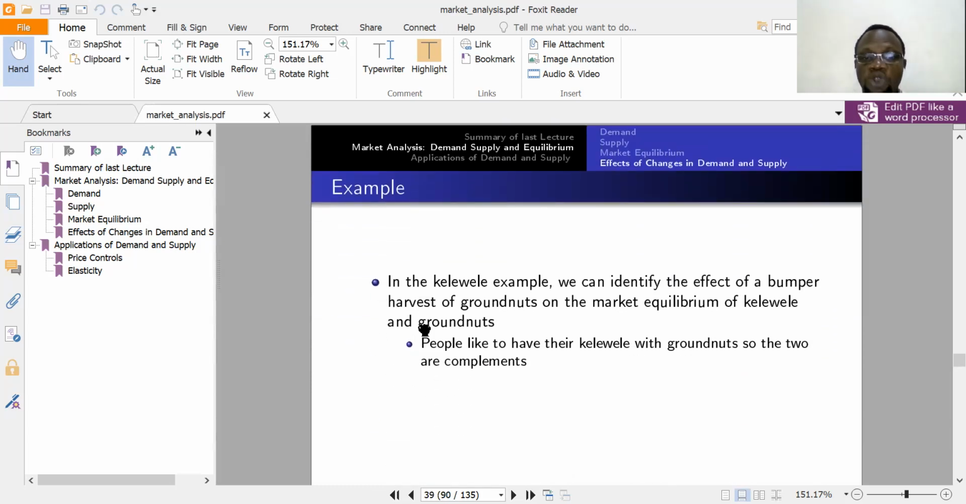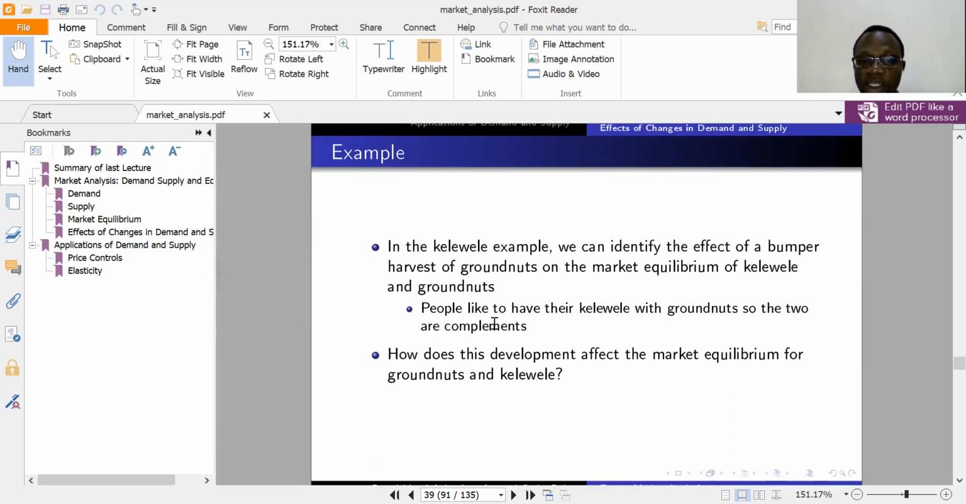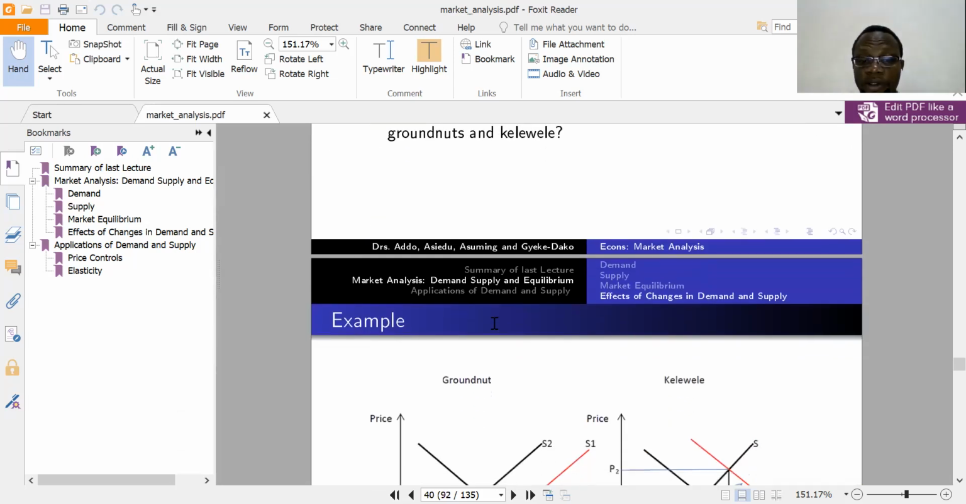Okay. So in the Kelewele example, we can identify the effect of a bumper harvest of groundnut on the equilibrium of Kelewele, okay? So if you assume that Kelewele and groundnut are complements, then what happens if there's a bumper harvest for groundnut? What will happen to the market equilibrium for Kelewele and groundnut? If you assume that they are complements, they are consumed together. And for that reason, how does this development affect the market equilibrium for groundnut and Kelewele?